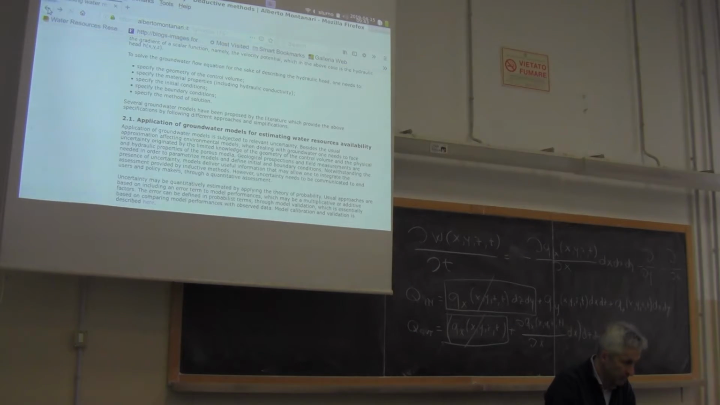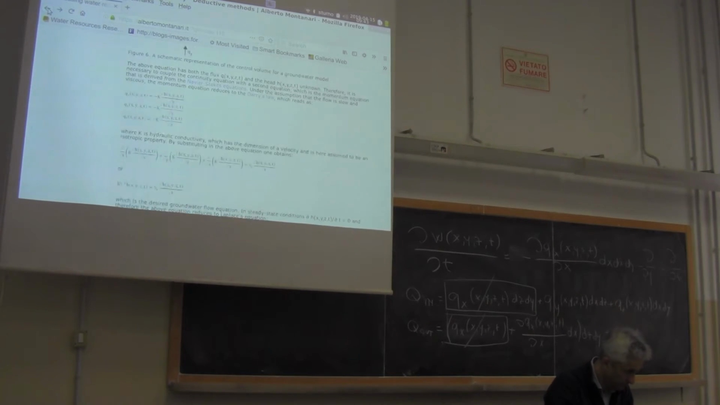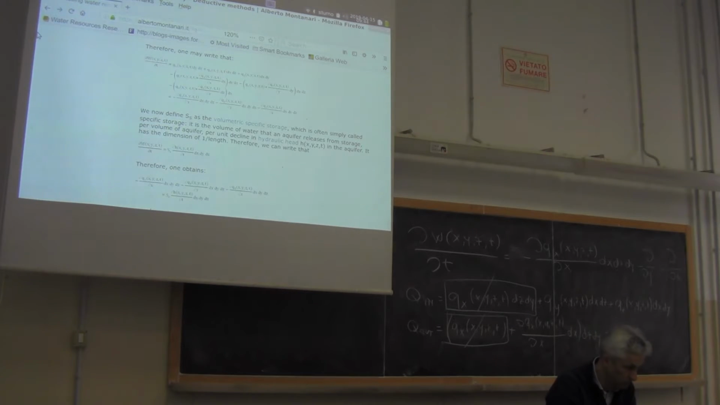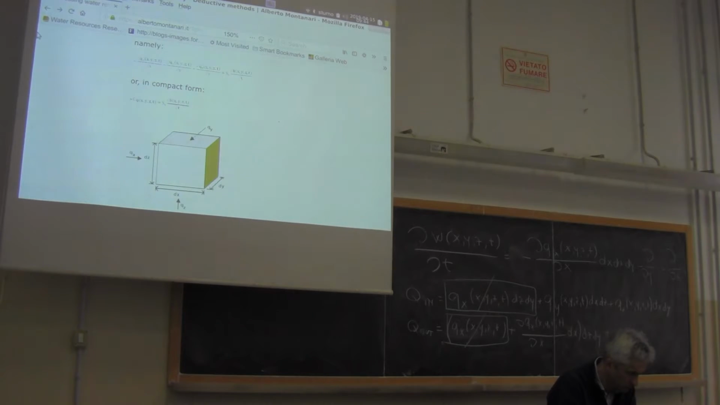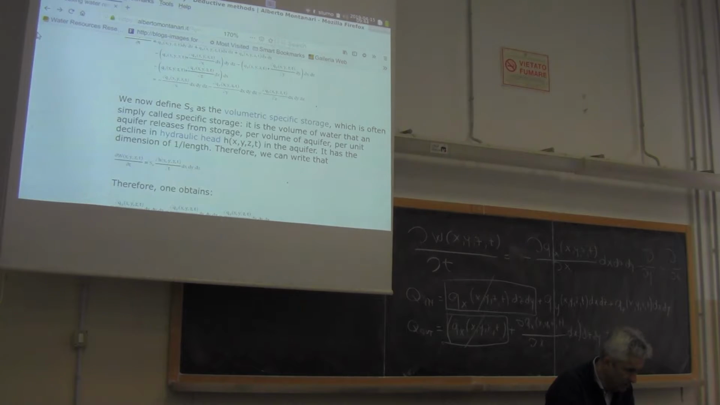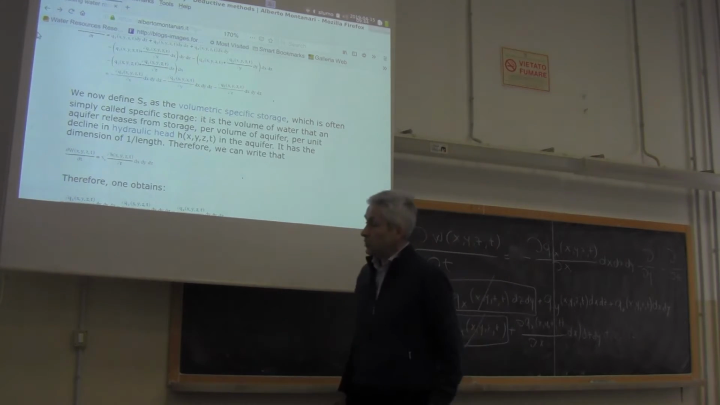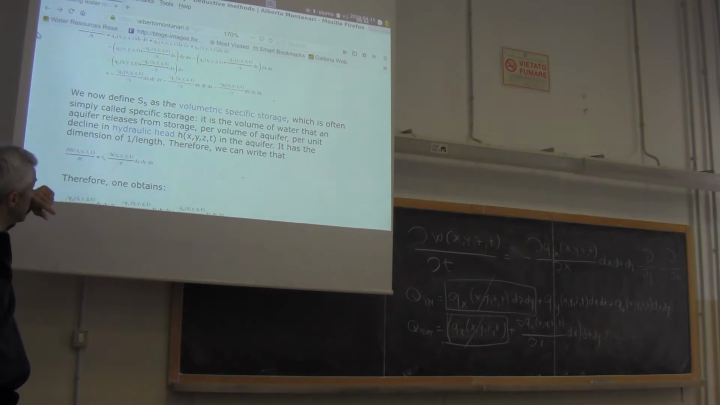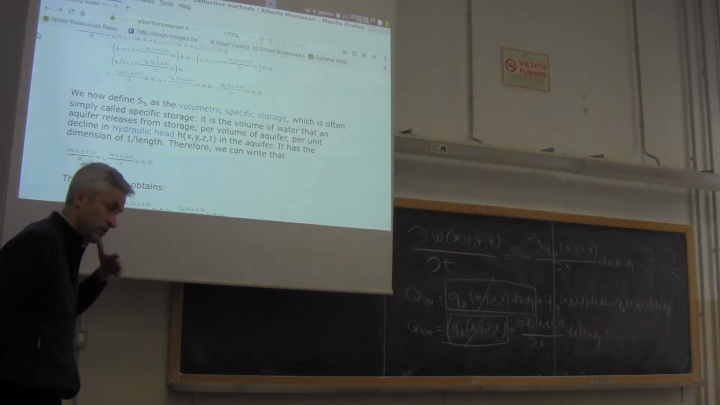So let's move forward. This is an essential step. We now define a variable which we call capital S, subscript S, the volumetric specific storage, which is very often simply called specific storage. What is that? It's the volume of water that an aquifer releases from storage per unit volume and per unit decline in hydraulic head. So let's try to clarify the concept.